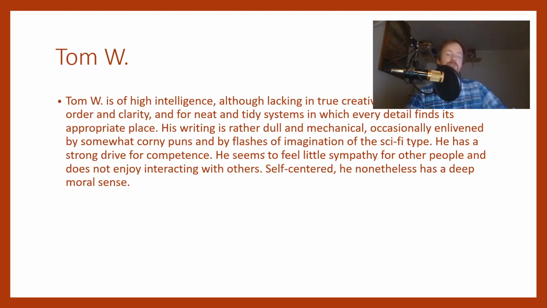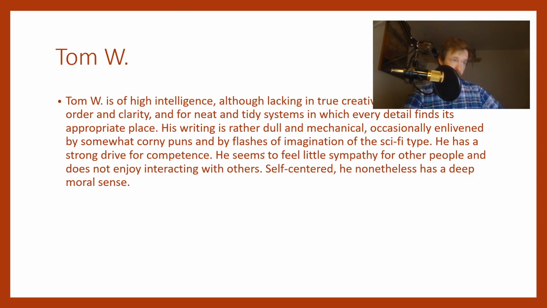So groups 2 and 3 got a little bit different information. Both of them got information about this character named Tom W. I'm going to read this very quickly. Tom W. is of high intelligence, although lacking in true creativity. He has a need for order and clarity, and for neat and tidy systems in which every detail finds its appropriate place. His writing is rather dull and mechanical, occasionally enlivened by somewhat corny puns and flashes of imagination of the sci-fi type. He has a strong drive for competence.